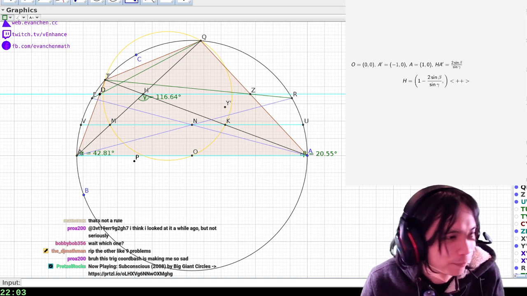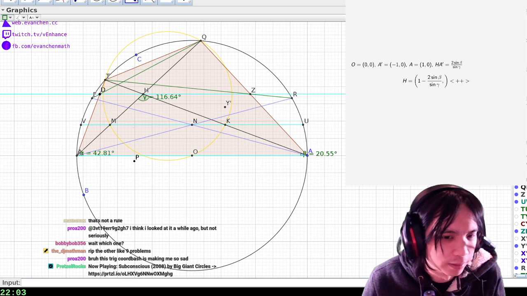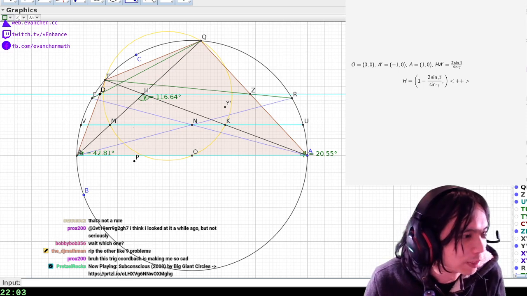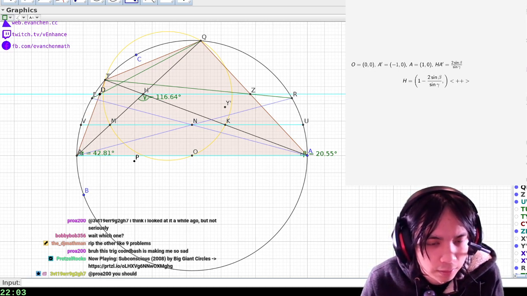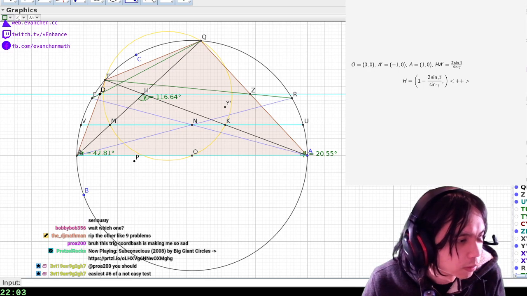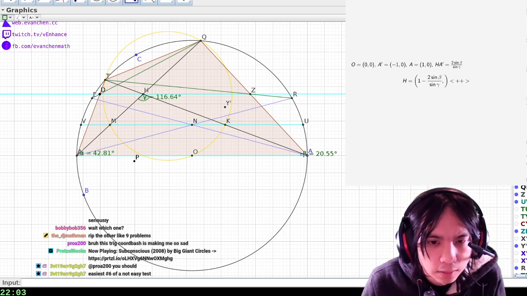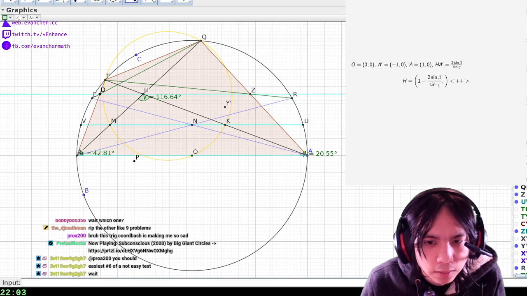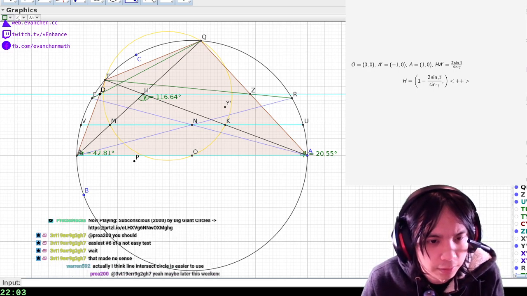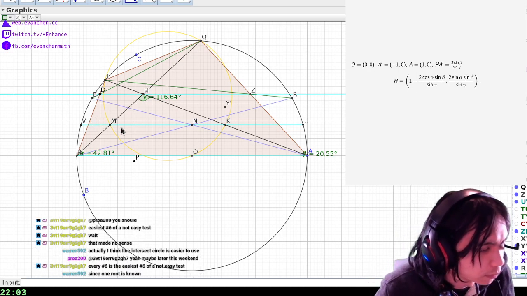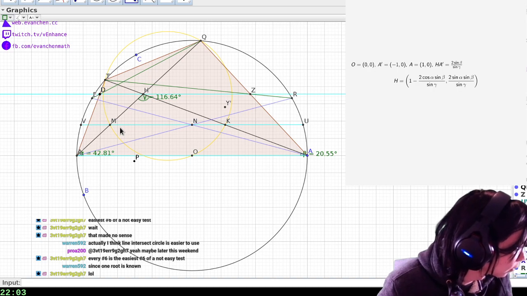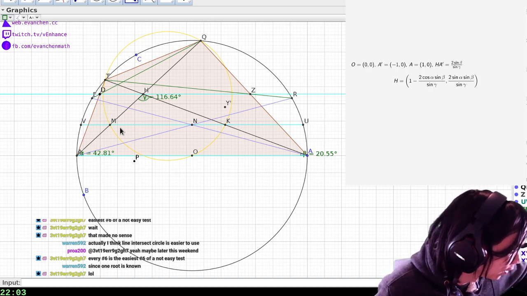Actually, I don't know if this is any better. The height is, okay, let me get this right. This is cos alpha. And this one is sine beta over 2 sine alpha sine beta over gamma. Rip the other like 9 problems.